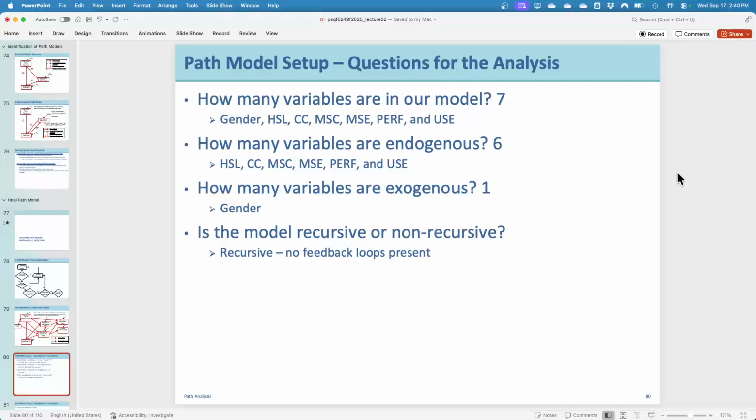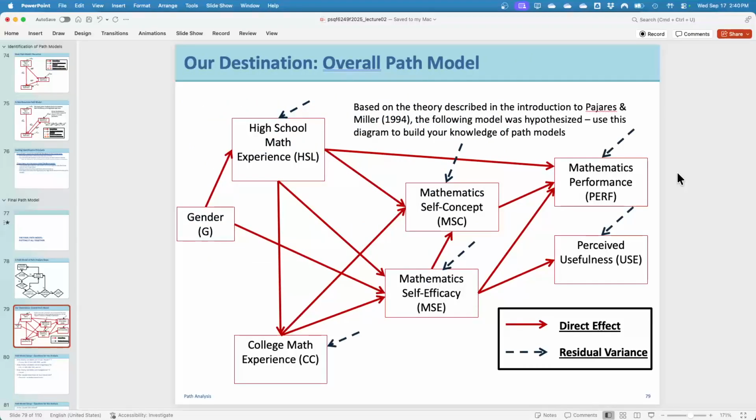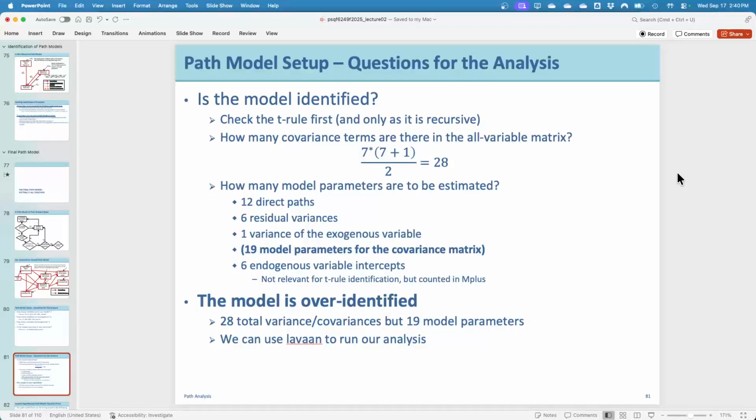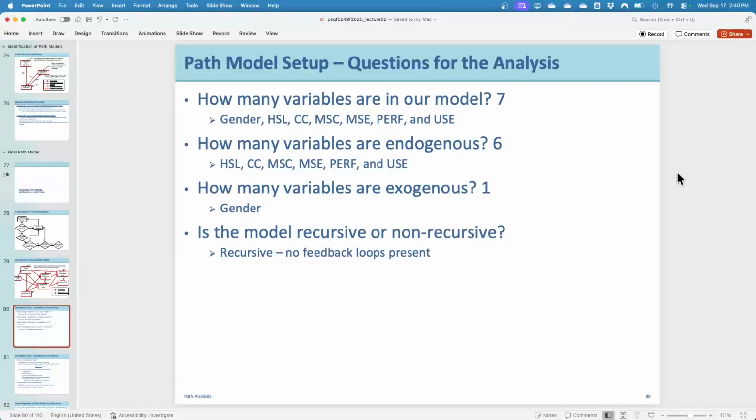Is the model recursive or non-recursive? Well, if you start with each variable, you trace your way through, you can't come back. And on this one, there's no bidirectional arrows. So there's really no way to come back on this one. Okay. So that means local identification is true.